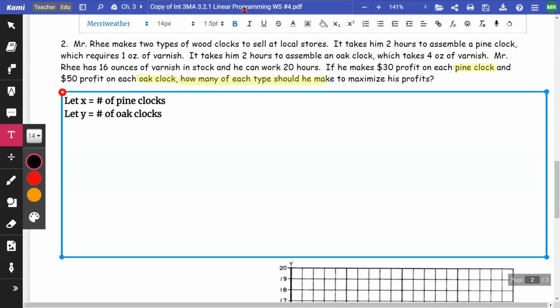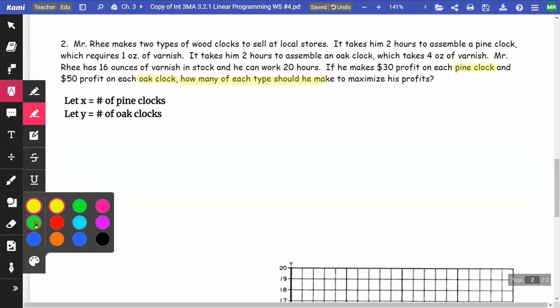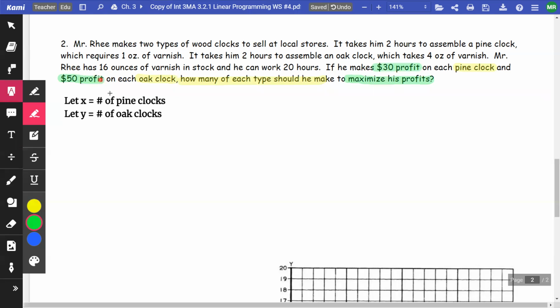Then I need to figure out what my objective function is. And my objective function is what I'm trying to maximize or minimize. So in this case, I'm trying to maximize profits. So I want to look for profit. So $30 profit on each pine clock and $50 profit on each oak clock. Okay.